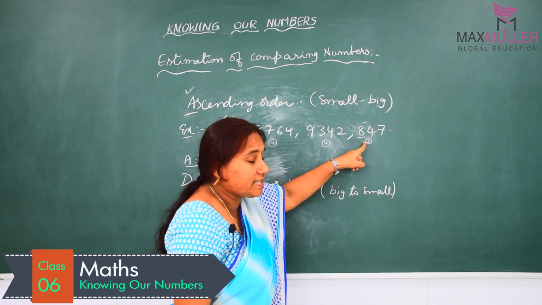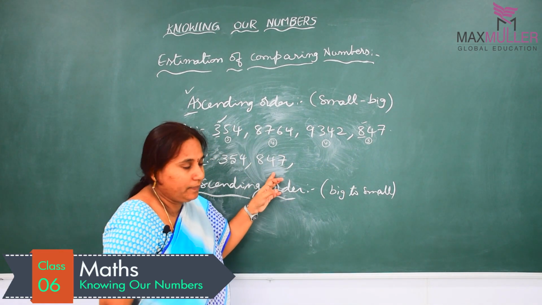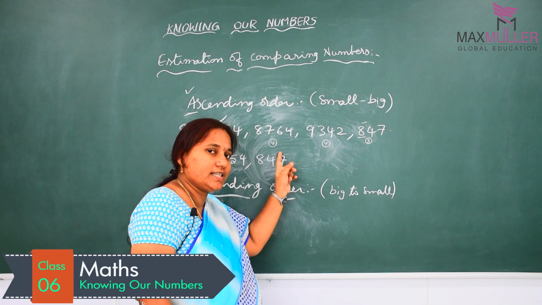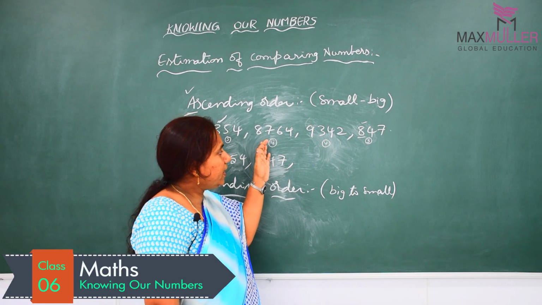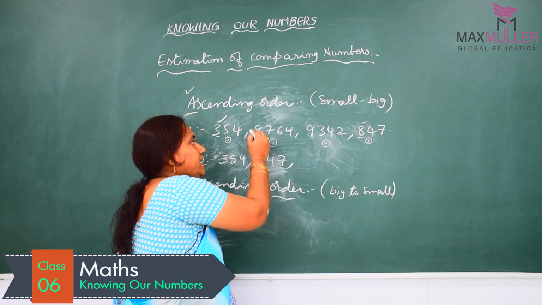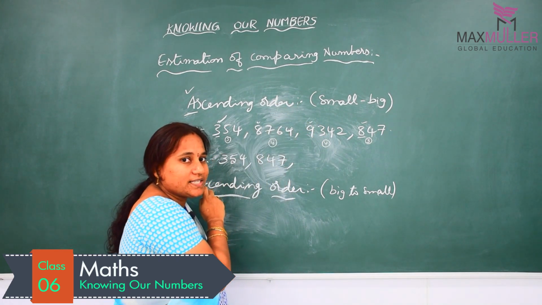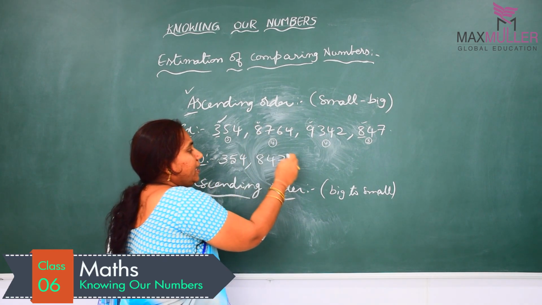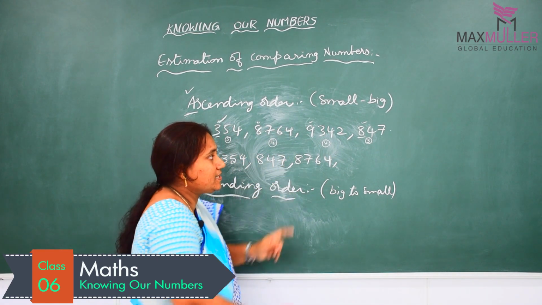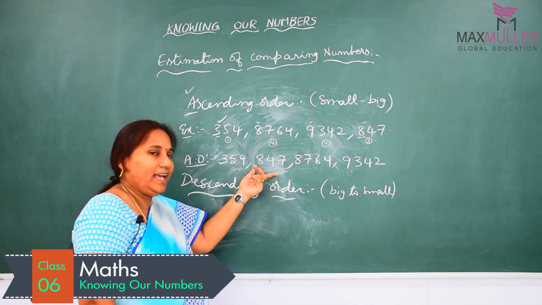The next, which is the next number? 847. So write 847 as the next number. Then check again. We have 2 more numbers, that are 4-digit numbers. In these 4-digit numbers also we have to check which is the smallest one first. So again check the highest place, that is 8 and 9. In these 8 and 9 which one is the smallest? So 8 is the smallest one. So we will write first 8764. Then check the next number, that is 9342. So we are arranging all the given numbers in the ascending order.